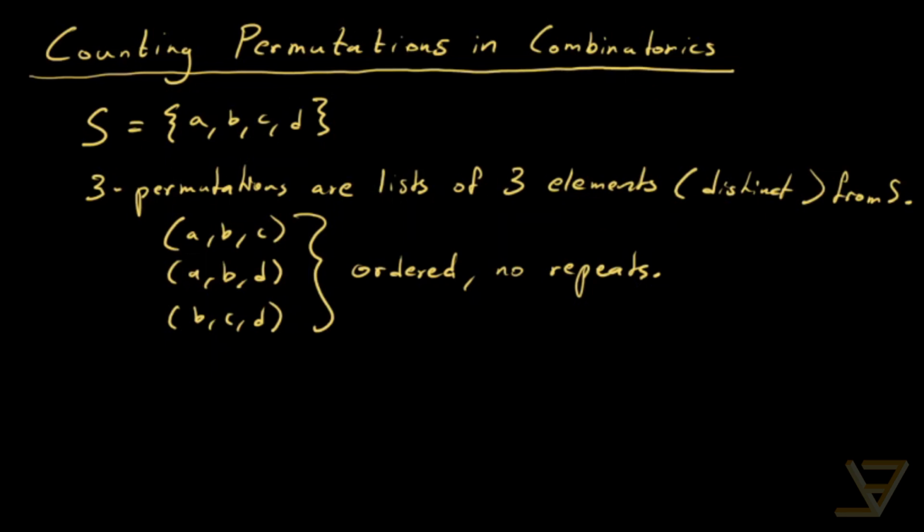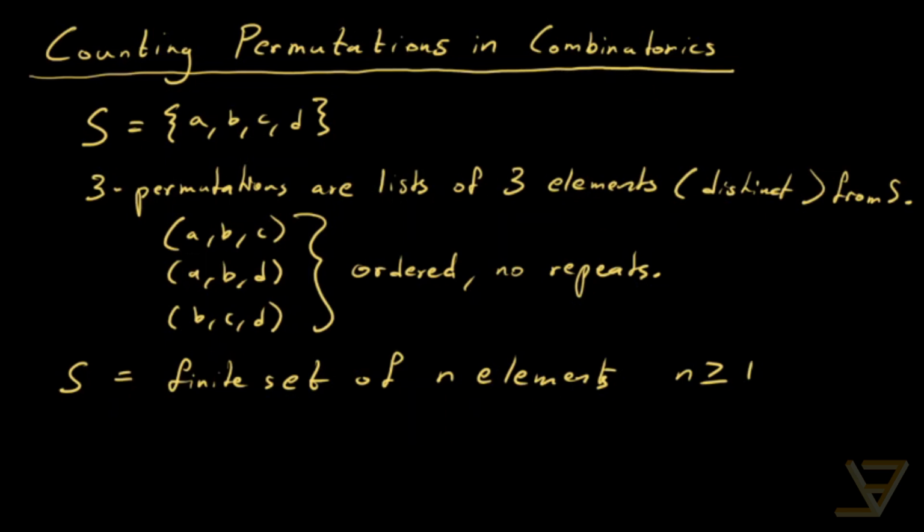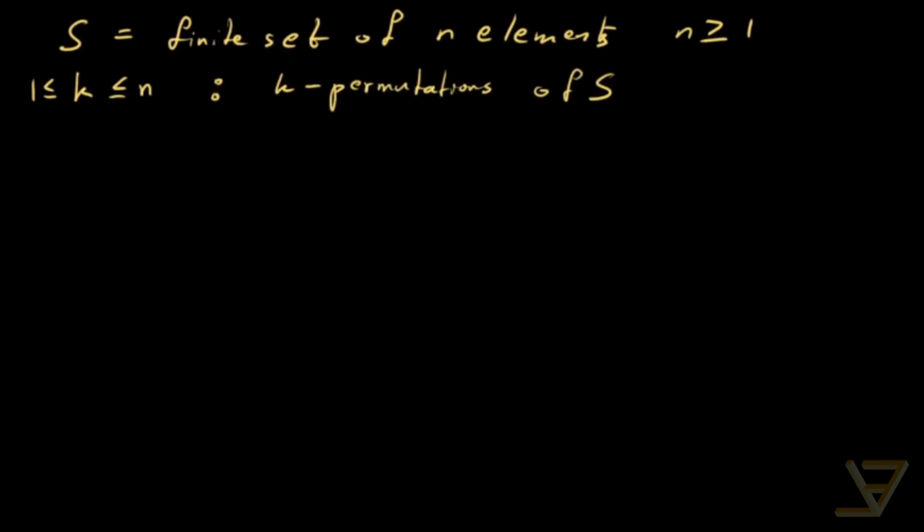So let's say in general we have S is a finite set of n elements, where n is greater than or equal to 1. And k is an integer that is greater than or equal to 1 and less than or equal to n. And we want the k permutations. We want the number of k permutations of S. And I'll formally define k permutations for you.